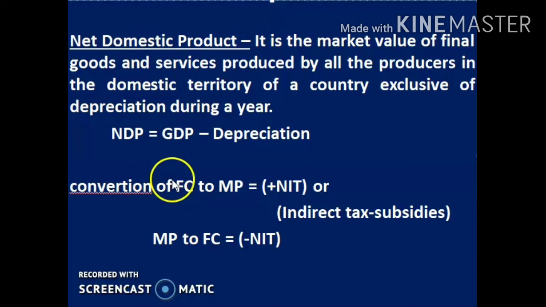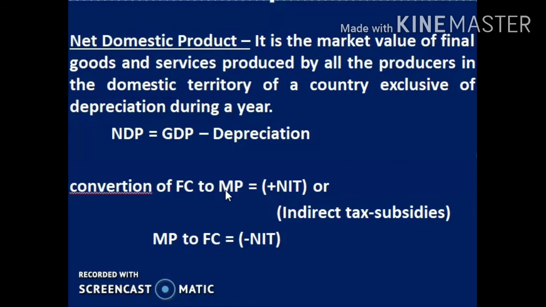Conversion of factor cost to market price. What is factor cost? All the amount we are spending for the factors of production, that is land, labor, capital and entrepreneur. So it's in the form of rent, wages, profit, etc. We are spending something for them. Okay, so that is known as factor cost.